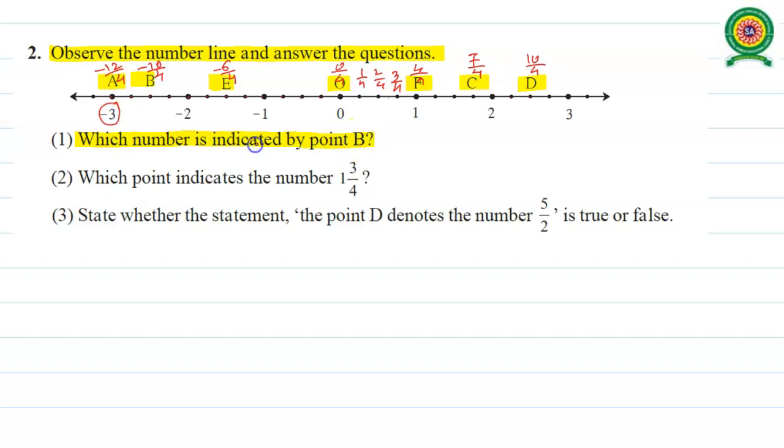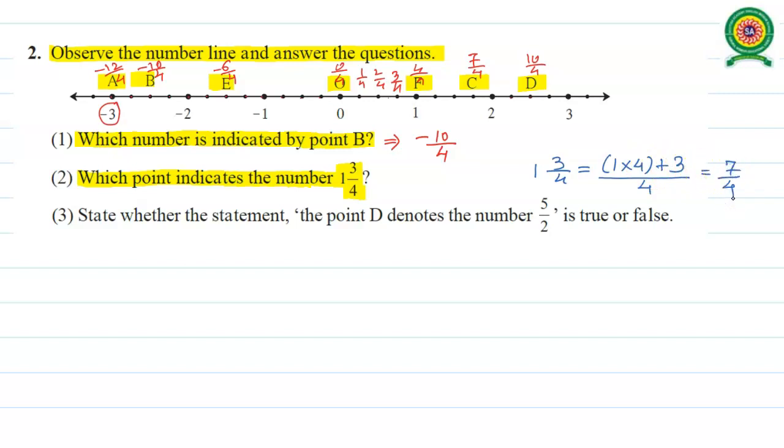So point B indicates which rational? Minus 10 by 4. So our answer is minus 10 divided by 4. Now look at the next sub-question: which point indicates the number 1 3 by 4? Here we are given a mixed fraction, so convert it into an improper fraction. Whatever the whole number is, multiply it by the denominator and add the numerator 3, all divided by 4. So 4 ones are 4, 4 plus 3 is 7, giving 7 divided by 4.